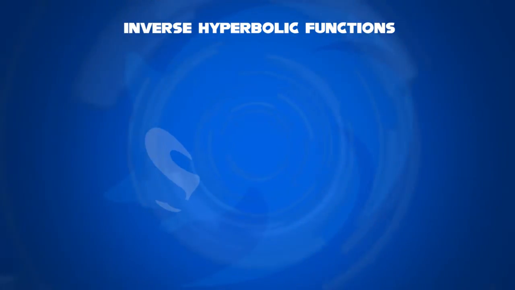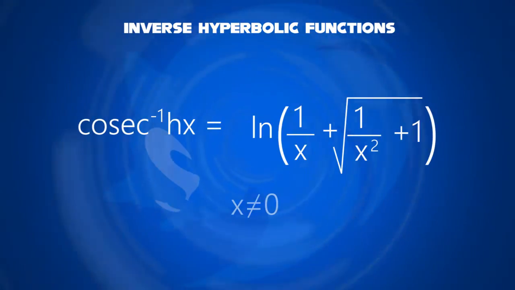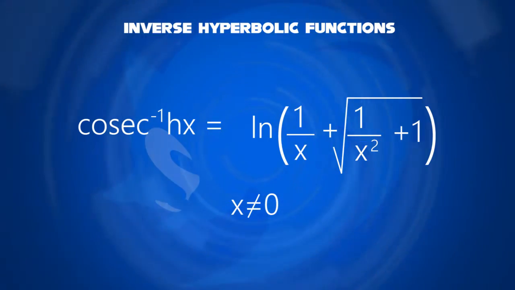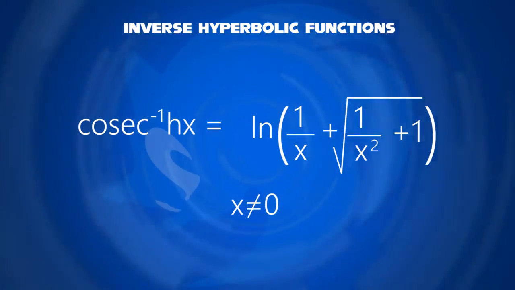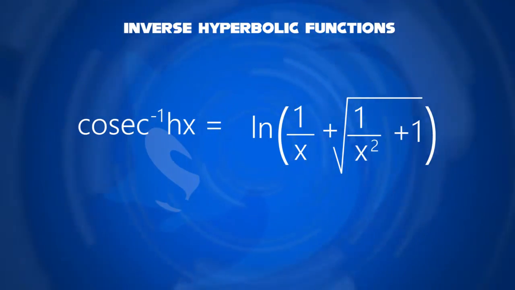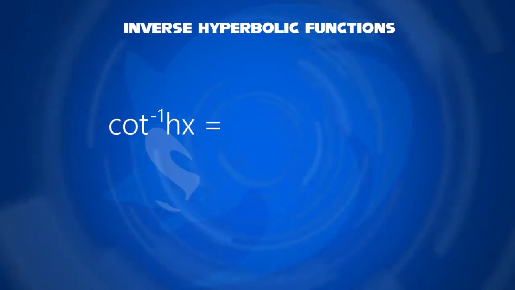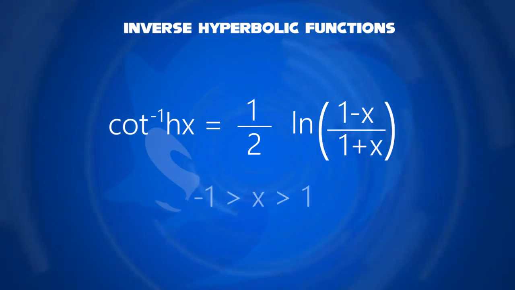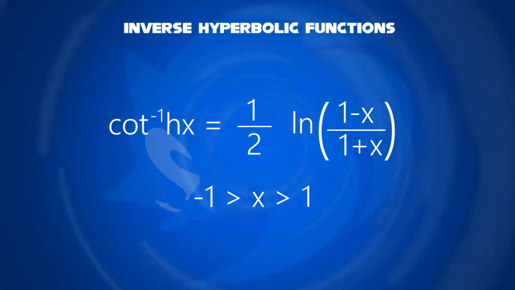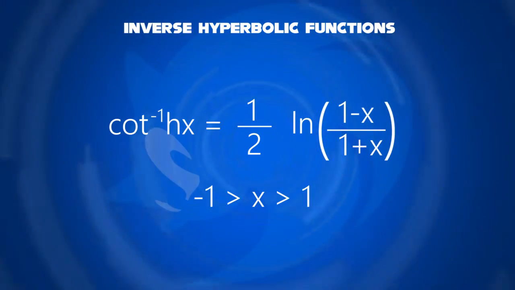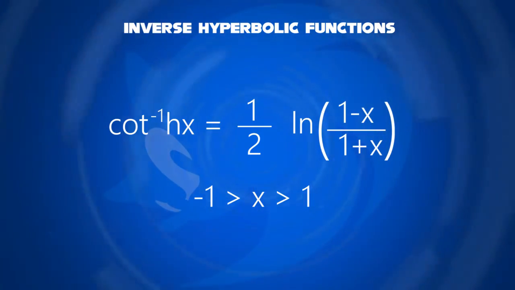Next, inverse cosech x equals natural log of 1 by x plus square root of 1 over x squared plus 1, where x must not be equal to 0. And finally, inverse coth x equals 1 by 2 times natural log of (1 minus x) divided by (1 plus x), where x is less than minus 1 or greater than 1.